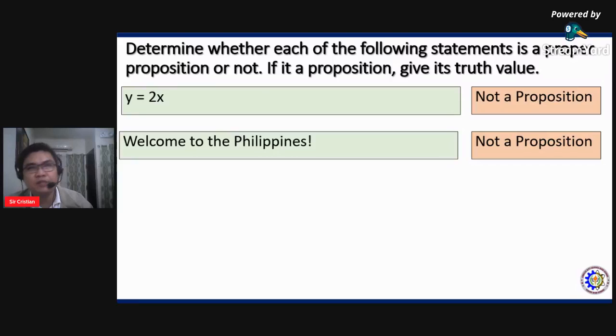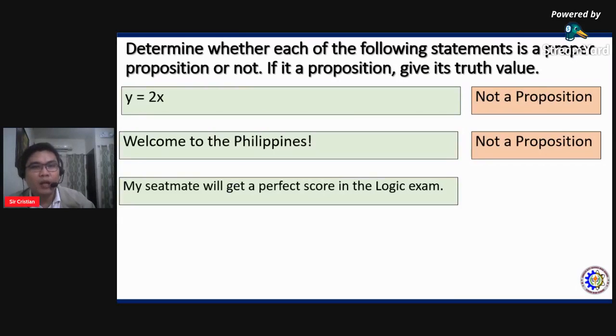So meaning to say, if it's not a declarative sentence, whether it is an interrogative, imperative, or exclamatory sentence, then that makes it not a proposition. If it is already not a declarative, then you don't have to move to the second condition, whether it is true or not, because in the first place, it's not a proposition. Okay, let's have the third or the final example for this one.